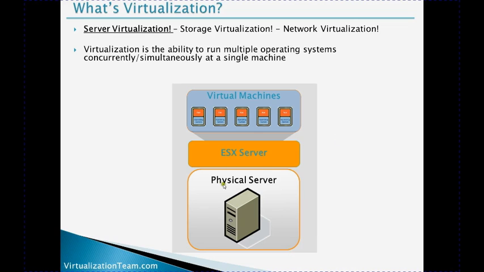The picture here shows one physical server, or it could be any machine really, and you have a hypervisor on top of it. The hypervisor is the virtualization software you install on the machine, and it allows you to run multiple operating systems, or multiple virtual machines, on top of that physical box.